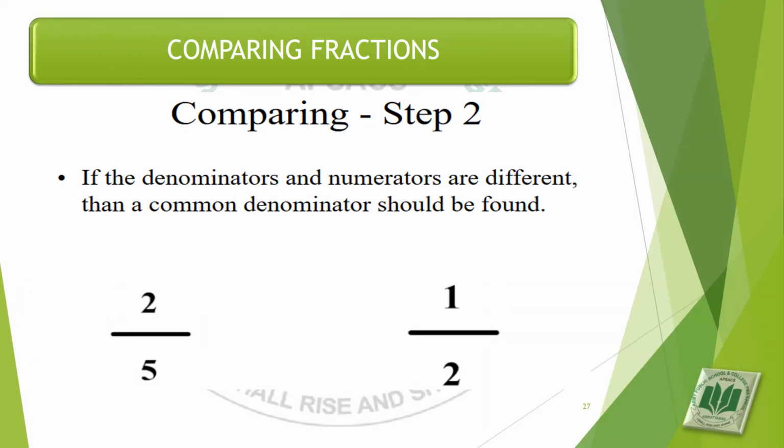Now the question arises, if the denominator and numerator are different, what will we do? Then we will follow step 2. Now what is step 2? Step 2 is, if the denominator and numerator are different, then a common denominator should be found. For example, here we have the first fraction, 2 by 5, and the second fraction is 1 by 2. Now, to solve this, we will take a common denominator.